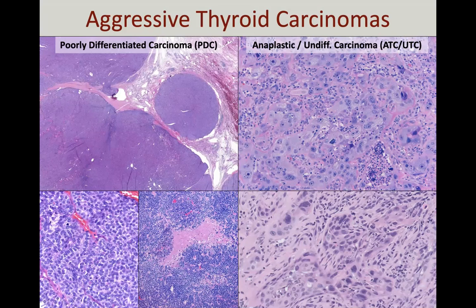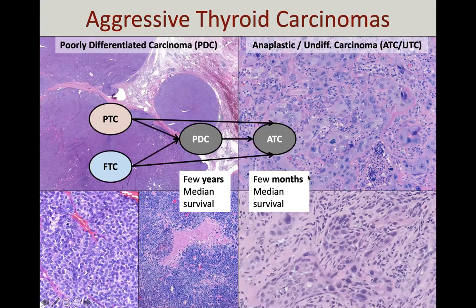These can be challenging to diagnose. Well, poorly differentiated can be challenging to diagnose on FNA, but anaplastic tends to look just very, very pleomorphic and so-called ugly. So if you remember, papillary and follicular can transform to poorly differentiated, and papillary, follicular, and poorly differentiated can transform to anaplastic. Poorly differentiated tends to have survival of a few years to decades. Anaplastic has a survival on the order of months to sometimes years if a patient is lucky. So you can see increasingly bad prognosis as we transform to more aggressive types of tumors.